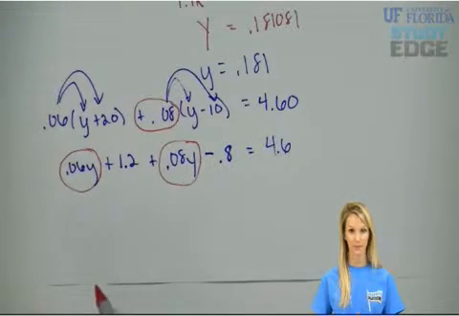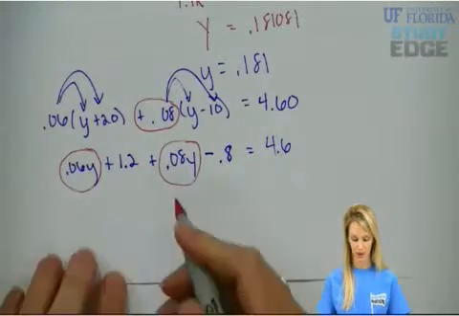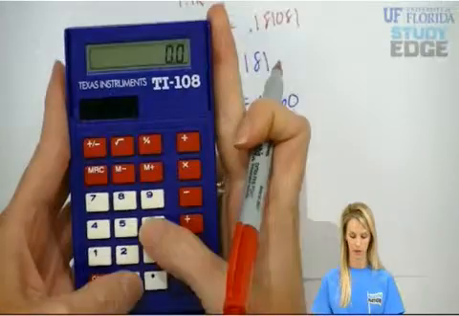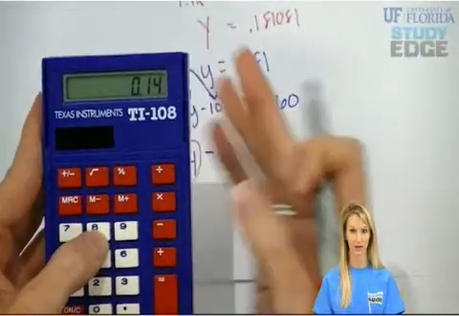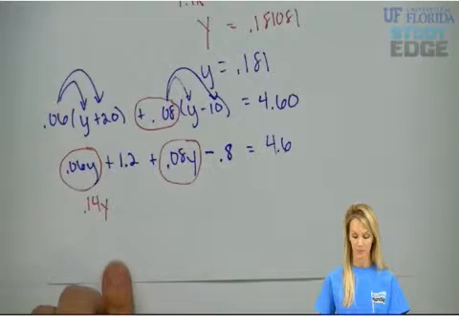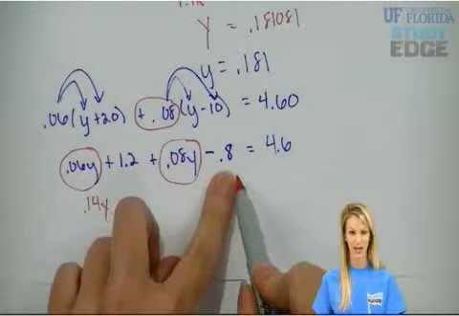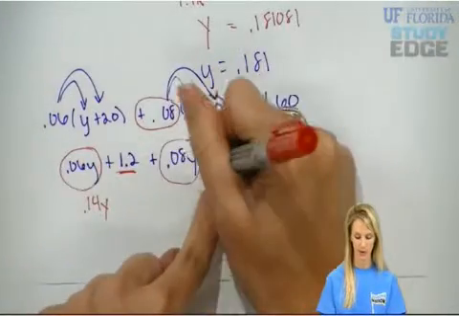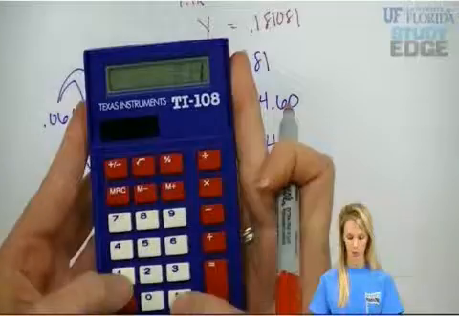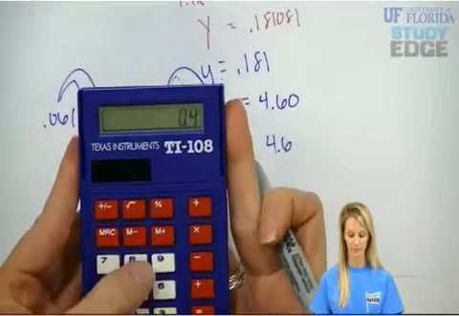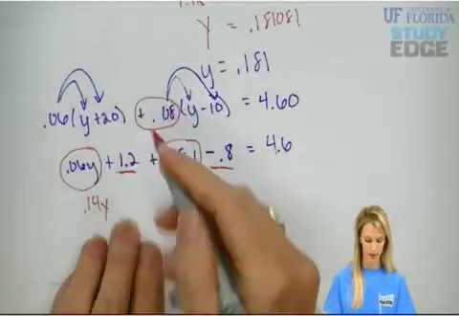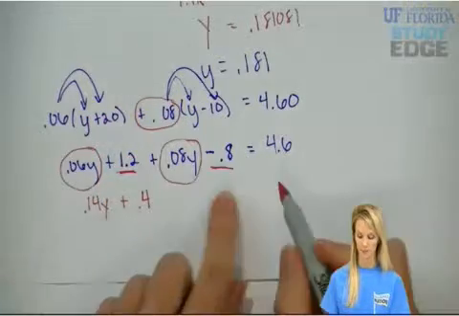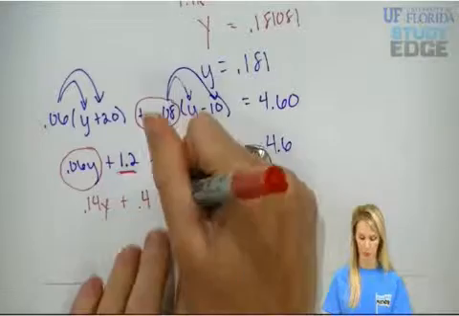How do we combine those together? We're just going to add them together. 0.06 plus 0.08 gives me 0.14y. Okay, let's look at our next part. We have a 1.2 and a negative 0.8. 1.2 minus 0.8. We're taking that 1.2 and we're subtracting 0.8 from it. So 1.2 minus 0.8, we get 0.4. And it's a positive, because 1.2 is bigger than 0.8. We get 0.4. Nothing left on this side of the equation, so let's set it equal to 4.6.